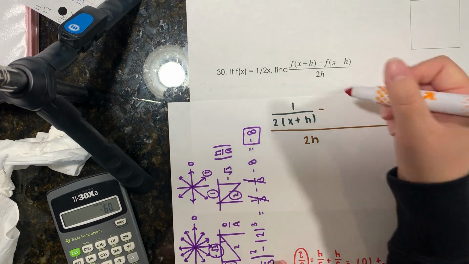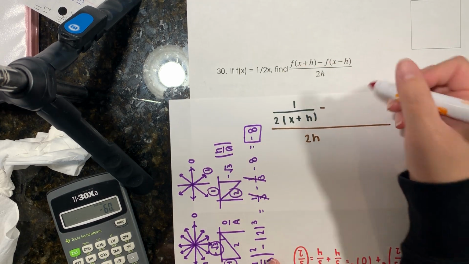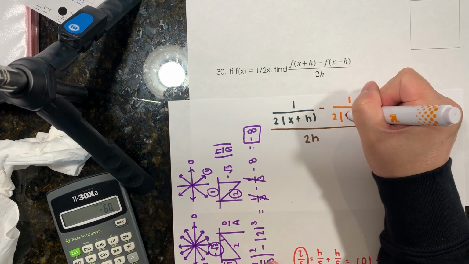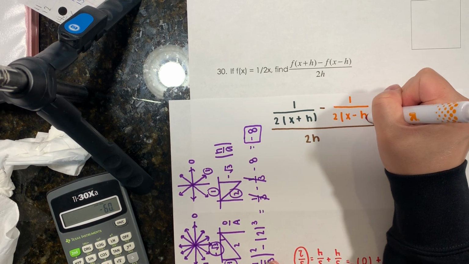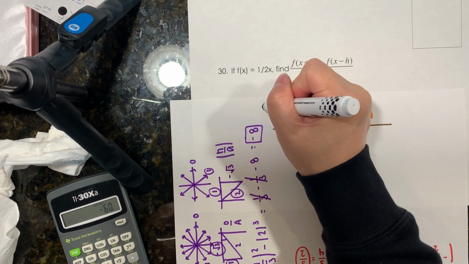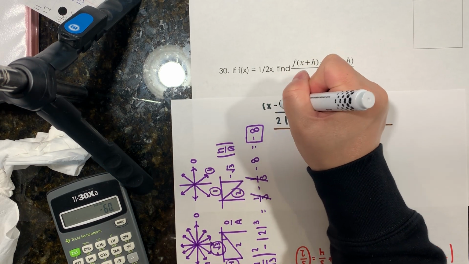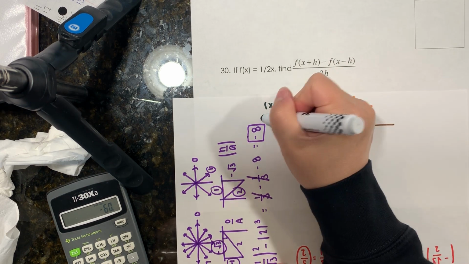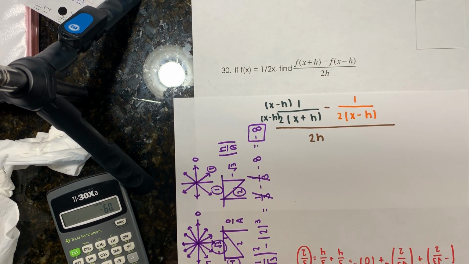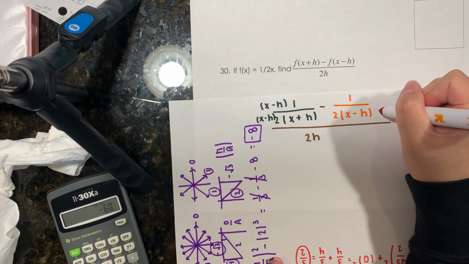The second part, I'm going to plug in x minus h into that equation, so that would be 1 over 2 times x minus h. Now I need to make a common denominator between those two. So I'm going to start by multiplying the first one by x minus h on top and bottom, and the second one I'm going to multiply by x plus h.